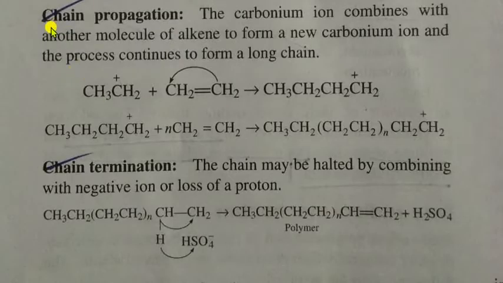The second step we have here is chain propagation. Chain propagation is where a single monomer has reacted, and now this single monomer is going to join up with other monomers. I have taken an alkene molecule here. This alkene molecule is going to join with this carbonium ion now.